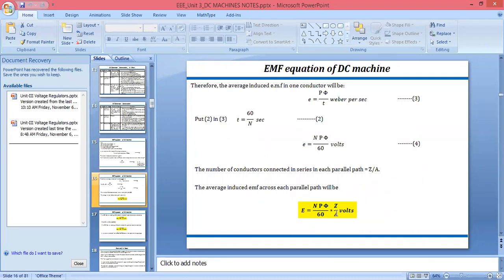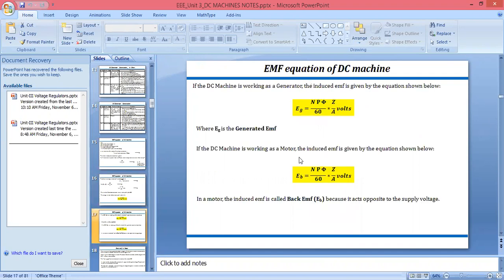But this is the EMF induced. So here we can say this is the EMF when the DC machine works as a DC generator and when it introduces EMF.